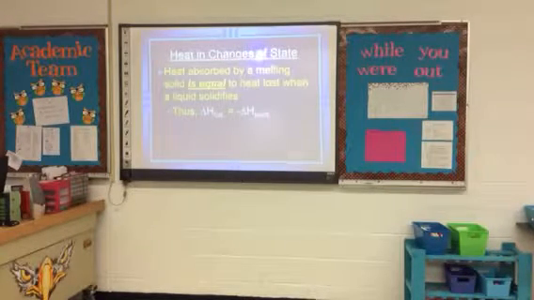This is what I just said, but if you want to write it out, the heat absorbed by melting is equal to the heat lost when the liquid solidifies. So the delta H of fusion is going to be equal to a negative delta H of solidification. They are opposite of each other.